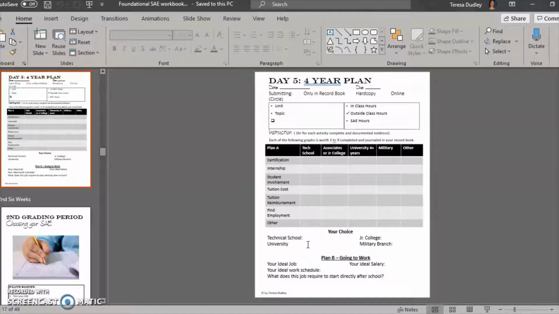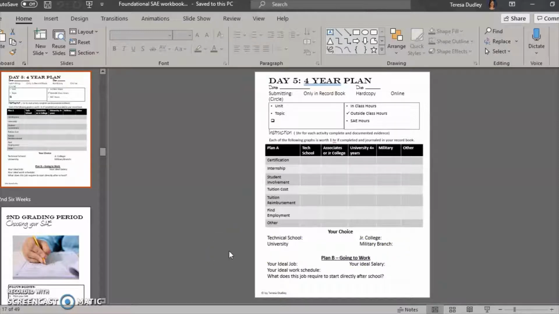And then down here you could have them write or mark whichever one they chose based off of their research from the graph. And you could tell them to write down what technical school they would want to go to, or their university or junior college. And then if they chose military, you could have them write out Navy, Army, Marines, etc.